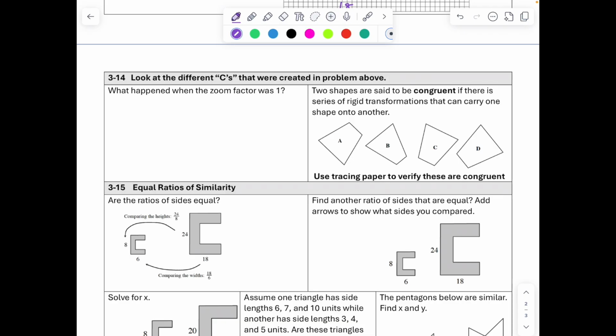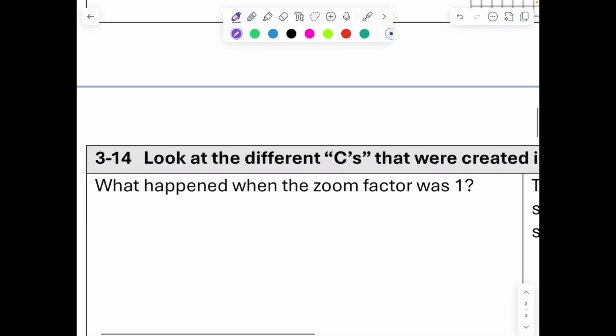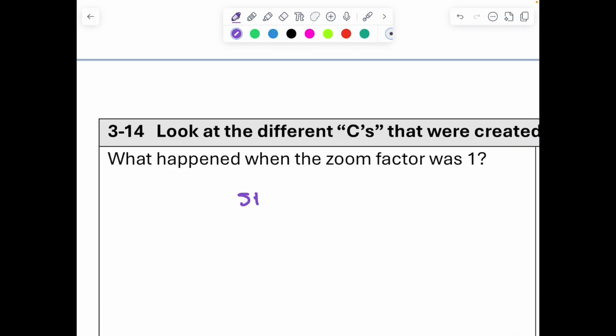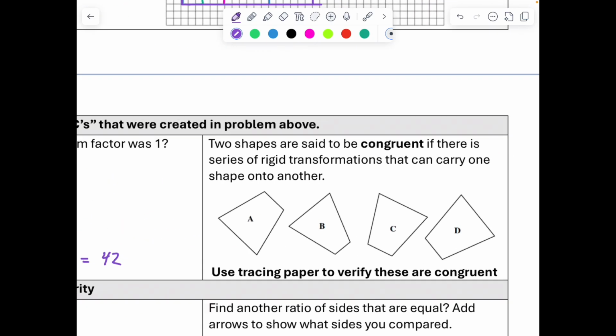So we're going to look at the different C's that we created in this problem. When the zoom factor was 1, it stayed the same. Right? When you multiply any number times 1, it doesn't matter what it is, it's going to stay the same. So 42 times 1 is still 42. Okay? So with a zoom factor of 1, nothing changes.